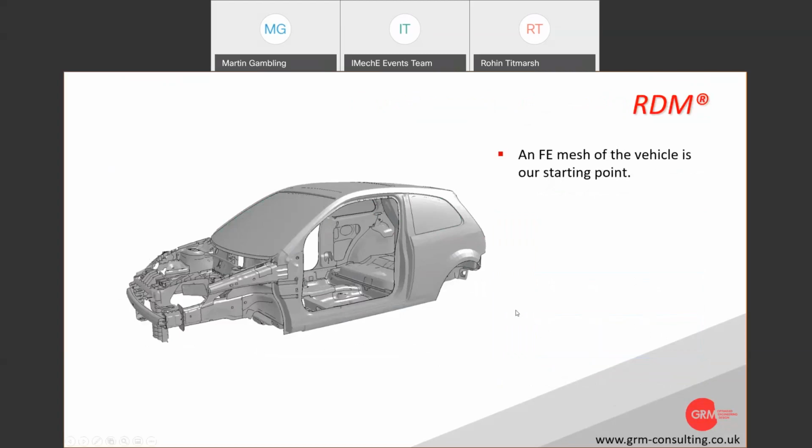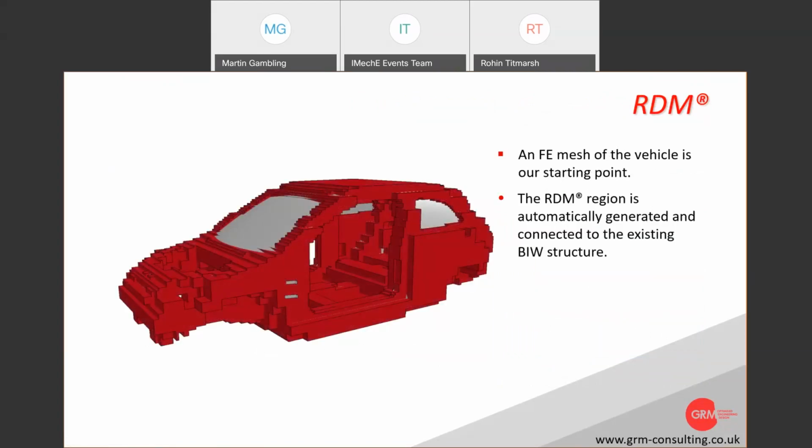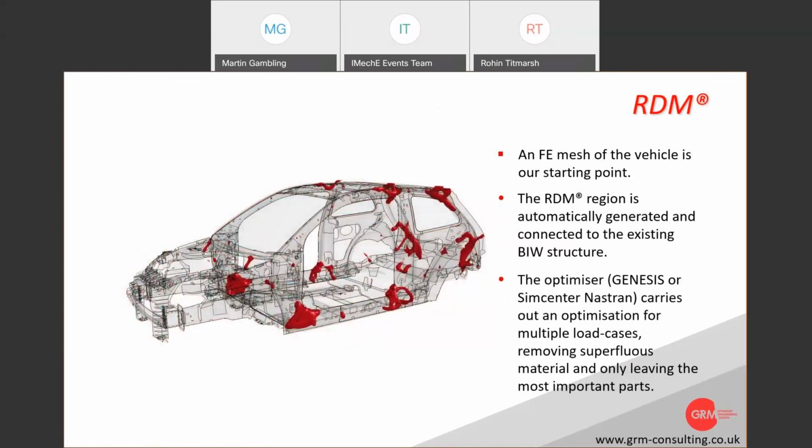So what we do with RDM is you very simply get the tool to create you a design space automatically over the existing structure, and there's different ways it can do that, but it's a few clicks and it's created that additional material over the structure, connecting it to the structure, ready to go. Having done that, it's then submitted to the optimizer. In this particular example, it was done in Genesis, but the process is also available in the SimCenter environment as well.